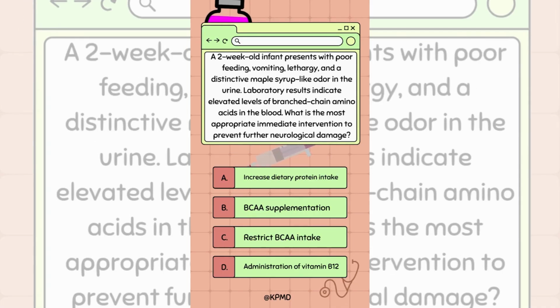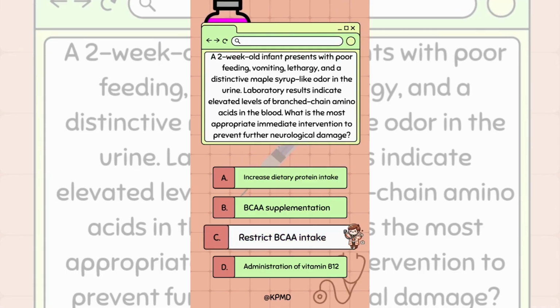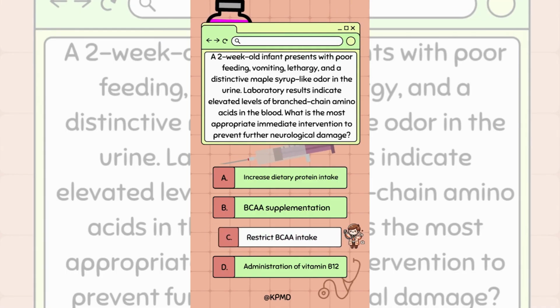A 2-week-old infant presents with poor feeding, vomiting, lethargy, and a distinctive maple syrup-like odor in the urine. Laboratory results indicate elevated levels of branched-chain amino acids in the blood. What is the most appropriate immediate intervention to prevent further neurological damage? Correct answer is C. Restrict BCAA intake.